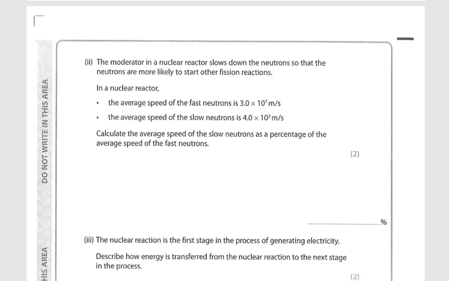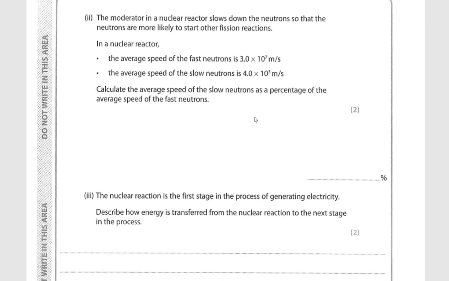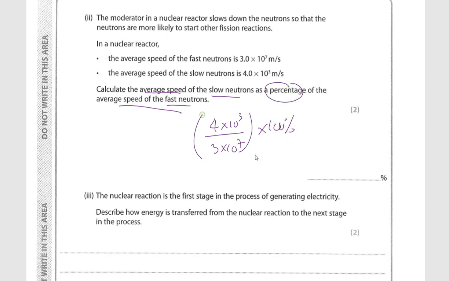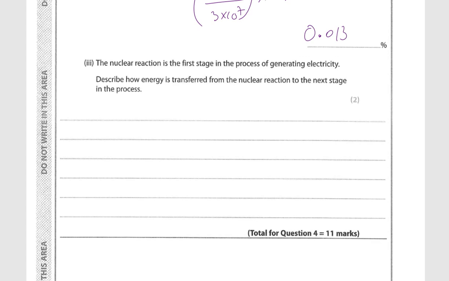Right, now this one's straightforward. This one's just basic maths, guys. Okay, so what's the average speed of the slow one over the average speed of the fast one, and so on. So it is the slow on the top divided by the fast at the bottom. The question tells you already, and percentage, where is it? Percentage, times 100%. Use the calculator, and you get something like 0.013.